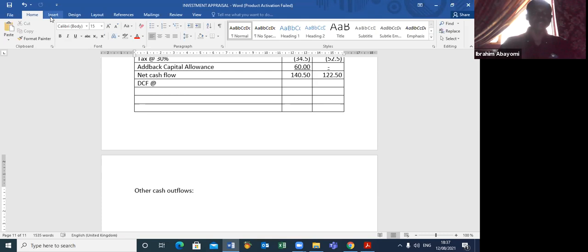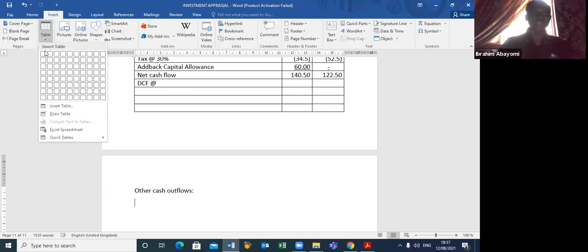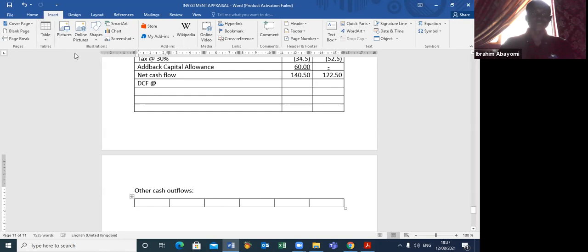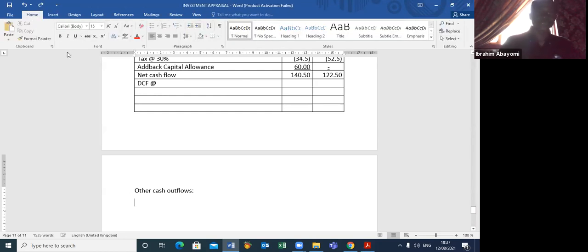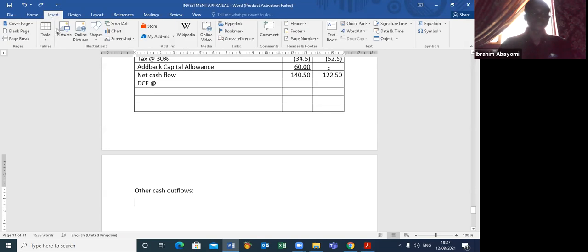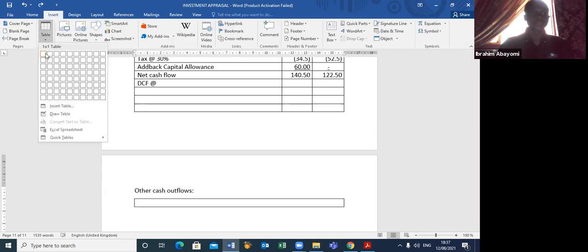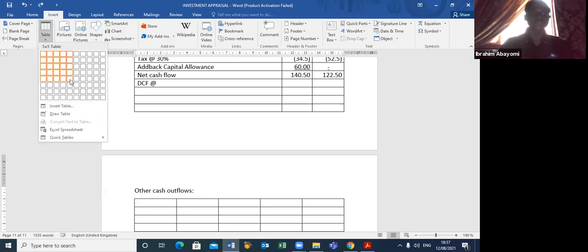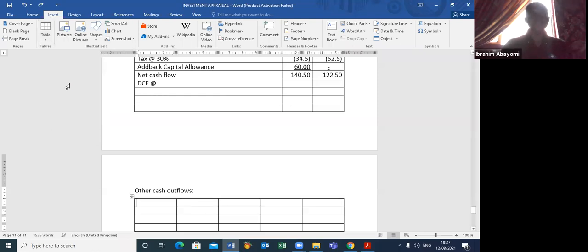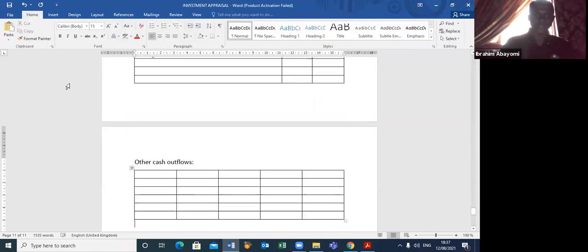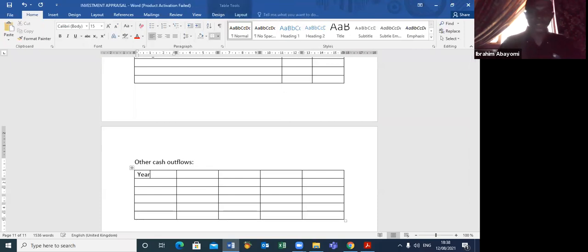Let me go and insert a table. I think they cannot be more than 1, 2, 3, 4, 5. There can be more than this. If there are more, we add more. We now go and start picking them one by one and looking at their years.